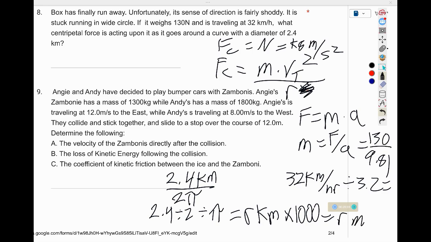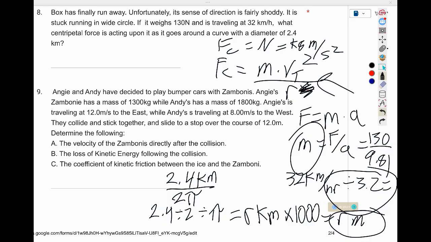Okay, so now you're going to have your mass, your velocity, and your radius. Plug them all into this bad boy, and that is how you solve that equation. That'll give you your centripetal force.